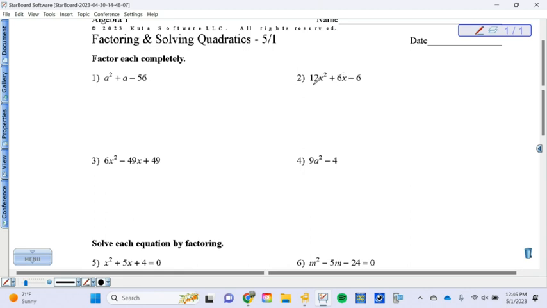Number 2, let's look at number 2 together because this gets funny. What do you notice about number 2, about those 3 numbers? They're funky.